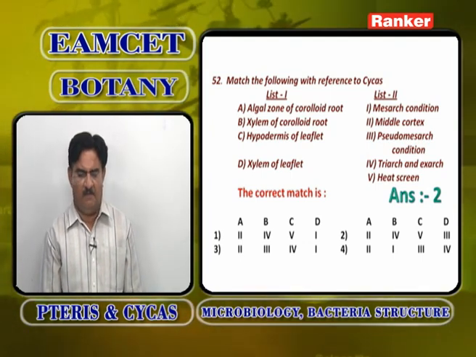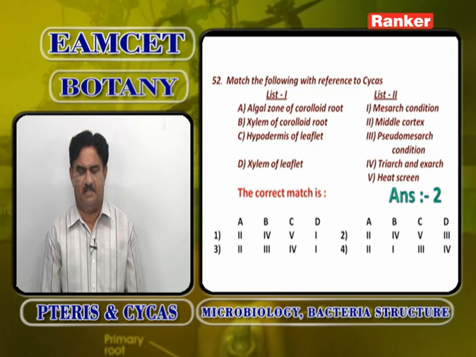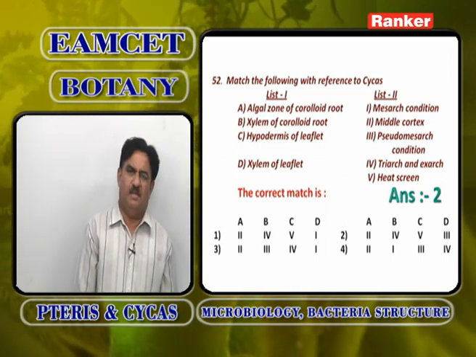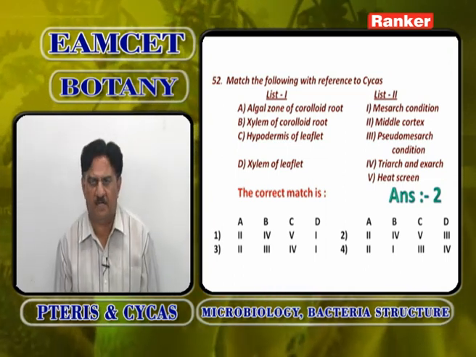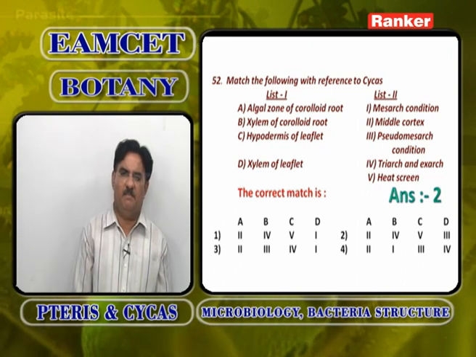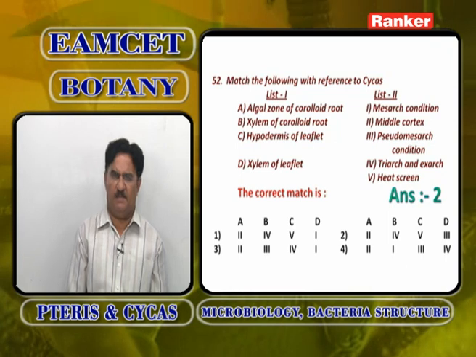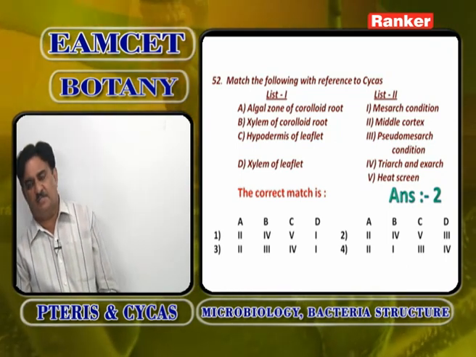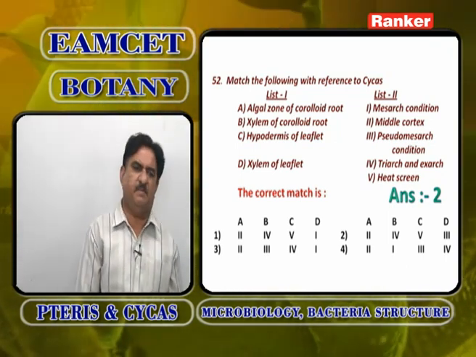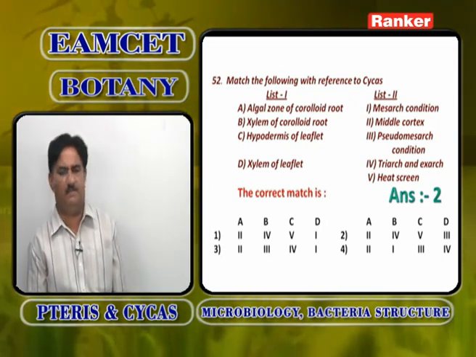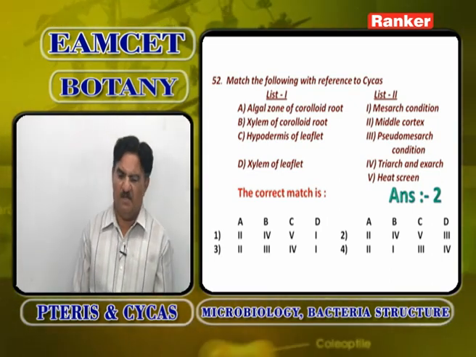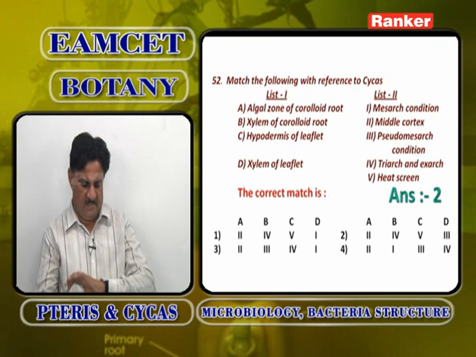Then xylem of leaflet is pseudomesarch in condition. Why pseudomesarch? The protoxylem of centripetal xylem is surrounded by metaxylem of centrifugal xylem. So, two types of xylem are present, diploxylic condition. So, centripetal xylem's protoxylem is surrounded by centrifugal xylem's metaxylem. So, it is mesarch, pseudomesarch. It is not real mesarch, it is pseudomesarch.